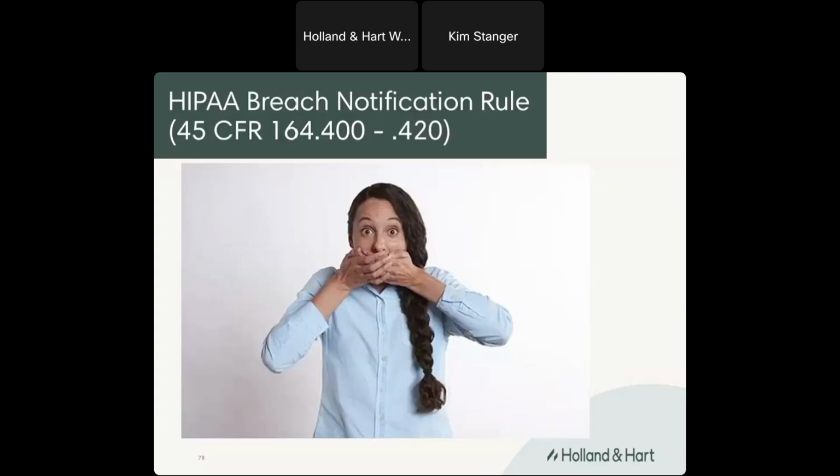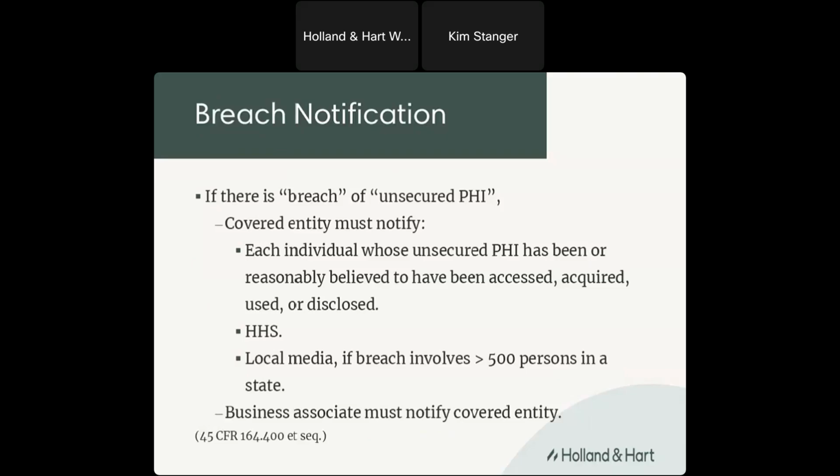All right. I'm going to take a few minutes now and talk about the HIPAA breach notification rule. We've talked about all those rules about disclosures and things like that. What happens if we did have an improper breach? Well, the key to understanding the breach notification rule is understand what the definition of a breach is. If there is a breach of unsecured protected health information, then the covered entity must notify each individual whose unsecured information has been or reasonably believed to have been accessed, acquired, or used or disclosed.